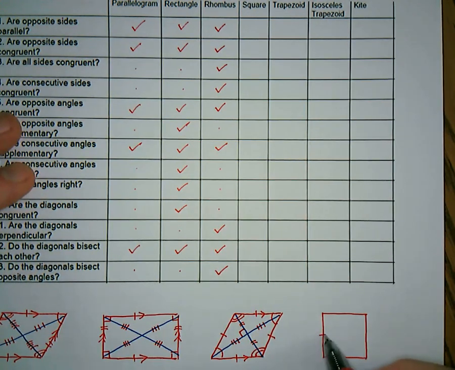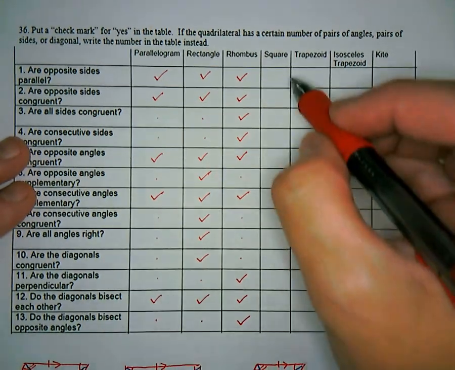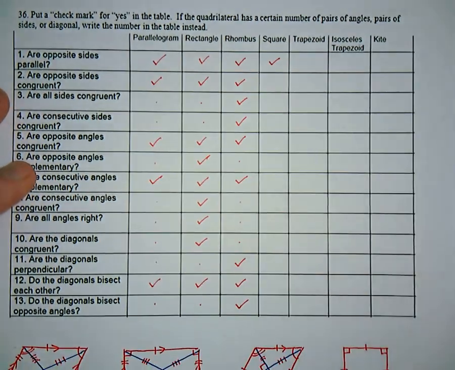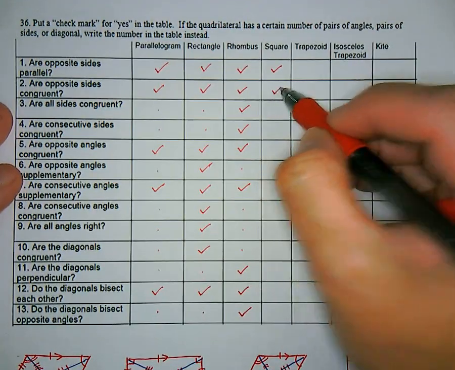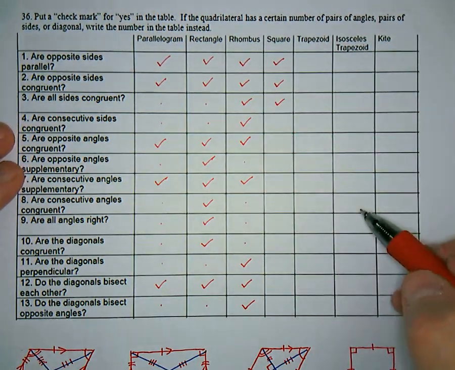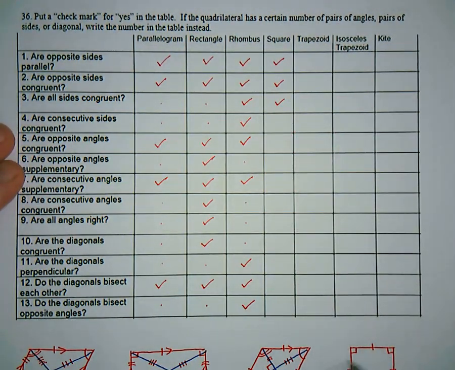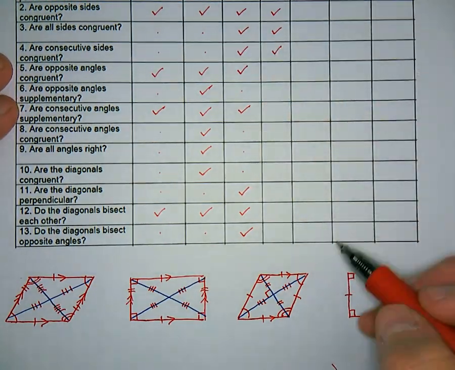Okay. What do we know about squares? All four sides are the same. All angles are 90-degree angles. Okay. Are the opposite sides parallel? Yes, they are. Are opposite sides congruent? Yes, they are. Are all sides congruent? Well, it's a square. Sure. Are consecutive sides congruent? Absolutely. All four sides are congruent, so the consecutive sides are congruent as well.